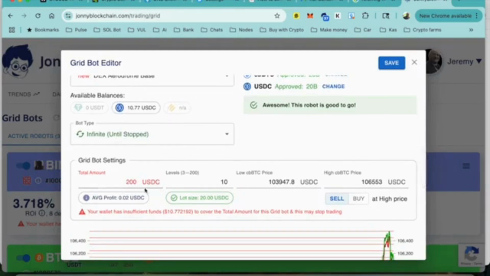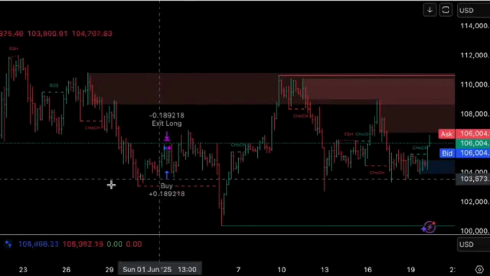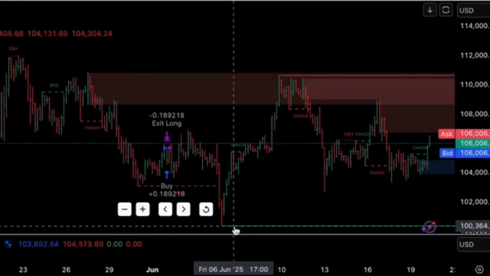Now let's say that you had a budget of $200 that you were going to use for this grid, and what price range would you set it on? By default, the system will give you a couple of price ranges, but I don't want to use those price ranges. So what I want to do is go over to TradingView. On TradingView, you can see there's quite a large range of trading.